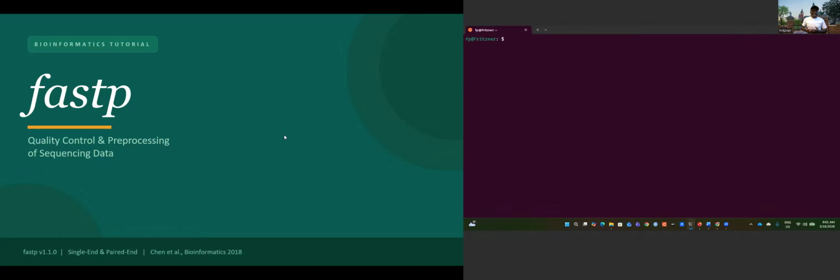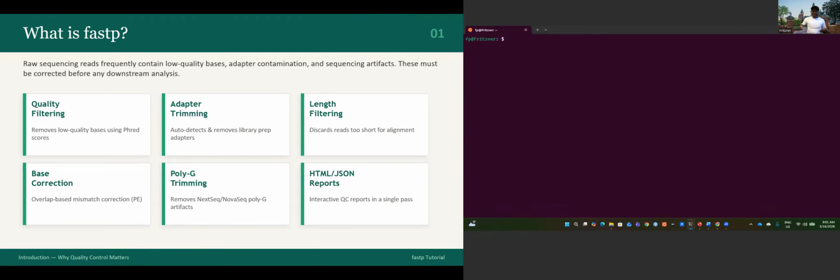Hello, today I will teach you a very important bioinformatics tool that is useful for quality control and pre-processing of sequencing data. This is fastp. This tool is used whether you are working with single-end or paired-end sequencing alignment. So let me tell you what fastp is and why fastp matters.